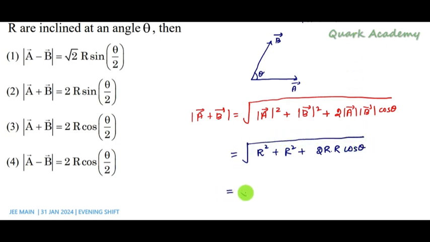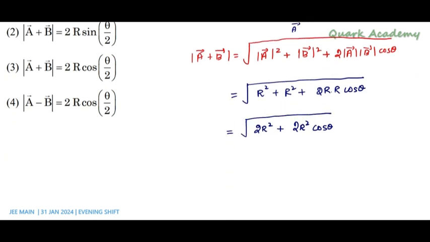So this will be 2R squared plus 2R squared cos theta. So I can take 2R squared out common. It will become root 2R into square root of 1 plus cos theta. Now there is no option which is like square root of cos theta and all. So we have to simplify this.